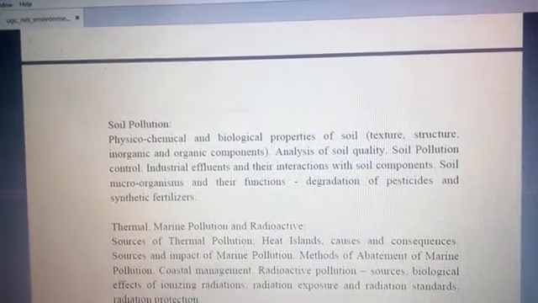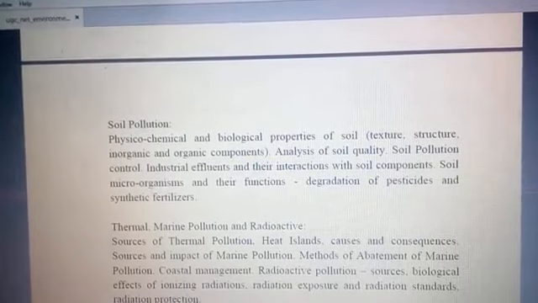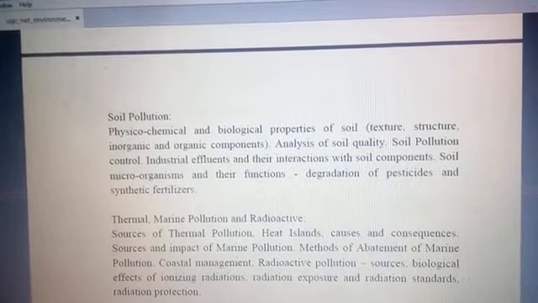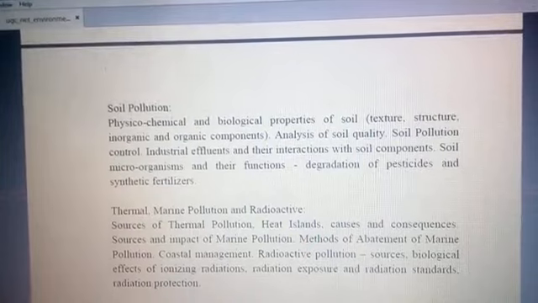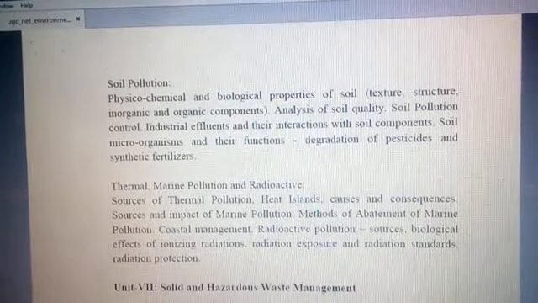In soil pollution, physicochemical and biological properties of soil, texture, structure, and organic component will be covered. Analysis of soil quality, soil pollution control, industrial effluents and their interactions with the soil components. Soil microorganisms and their functions, the degradation of pesticides and synthetic fertilizers. Next one is thermal, marine pollution and radioactive pollution.